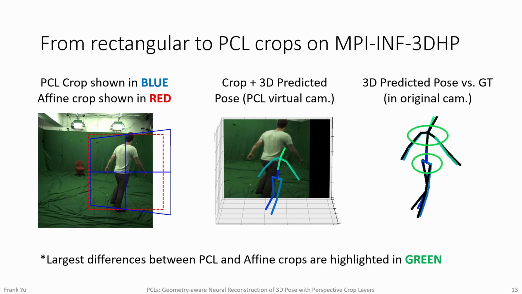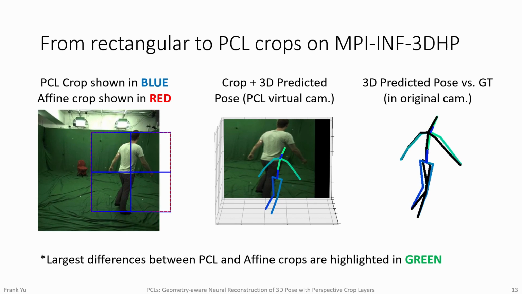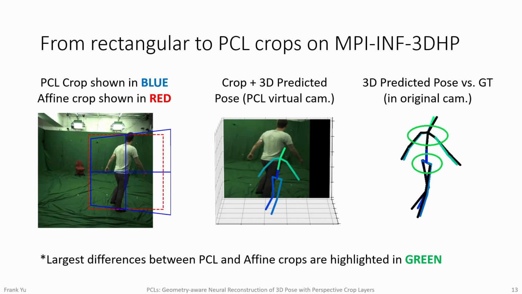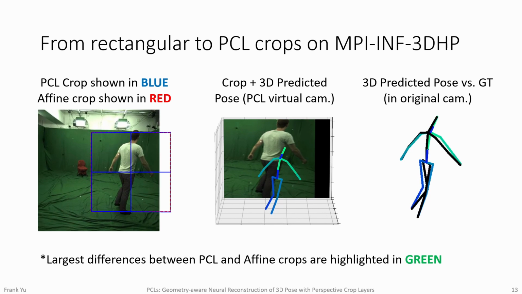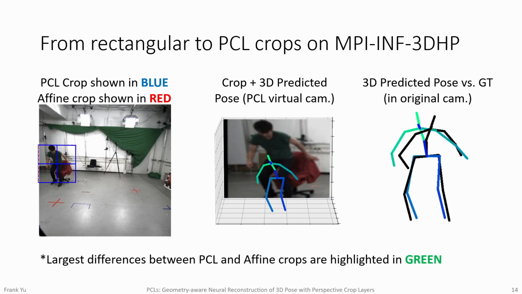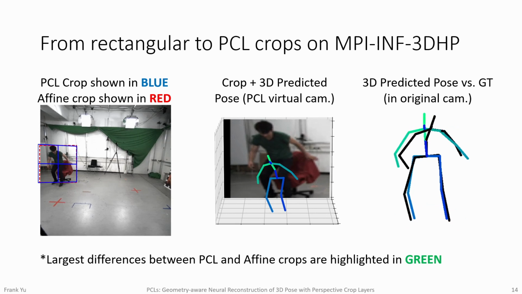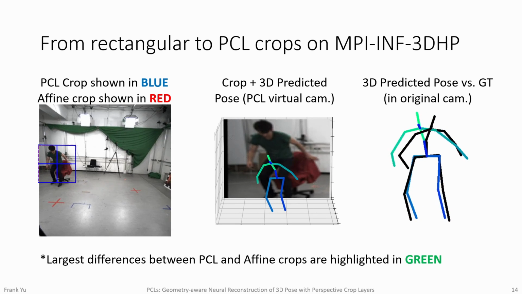Visually, we can see here that as we vary the crop between PCL and the rectangular crop, we see a drastic difference in the rotation of the predicted pose, with the largest differences highlighted in green. These results are generated using the exact same network with PCL, but we manually change the focal length between the intended ground truth focal length and infinity, which represents rectangular cropping.